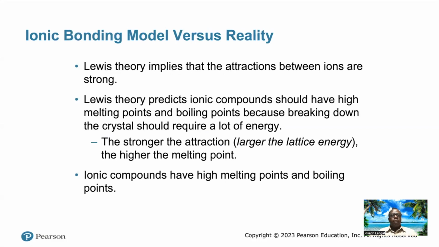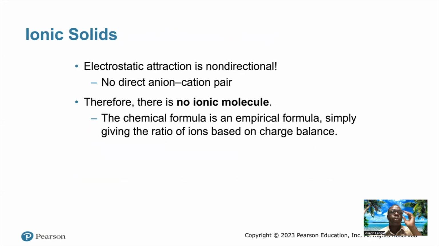Again, like the previous section, ionic bonding model versus reality. This is where the Lewis model will predict that ionic compounds have the highest melting point and boiling point. Please read on ionic solids. Electrostatic attraction is non-directional, unlike in covalent, where it's directional. Therefore, there is no ionic molecule, but it just exists as formula units or just the formula. You don't use molecules for non-metals.